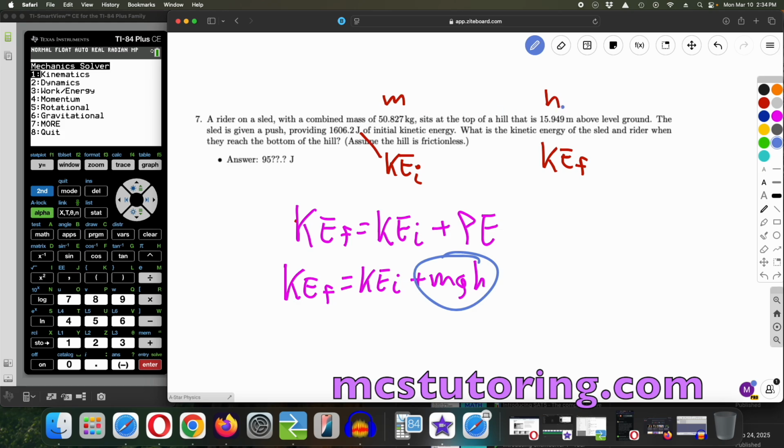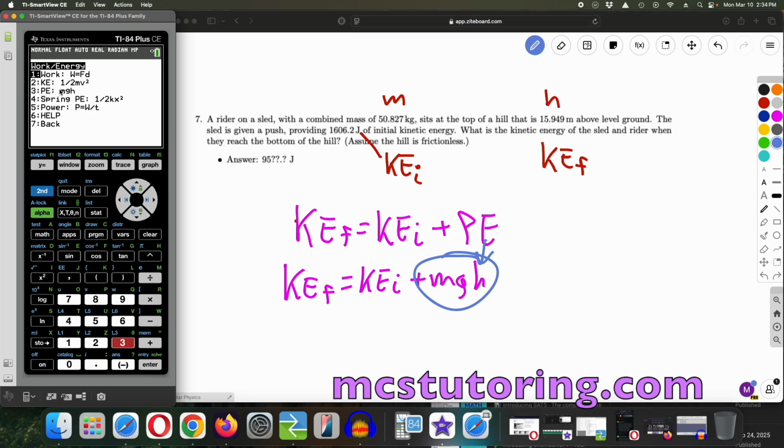Because we've got our M, our G, G is 9.81. So we're just going to calculate this. This is the potential energy. So when we go here, what we want to do is calculate the PE, the potential energy. So we're going to go to the work energy, okay, and we're going to go to PE, the MGH equation here. So we're going to solve for that potential energy.